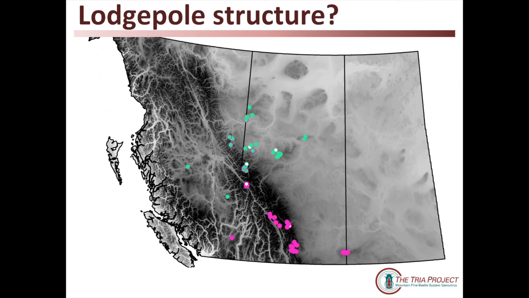This is actually hot off the press. You should be very excited I'm showing you this now. I only looked at it on Friday, so this is literally hot off the press. And so this is what we found for lodgepole pine. We found two different populations. We found a southern one and a northern one.